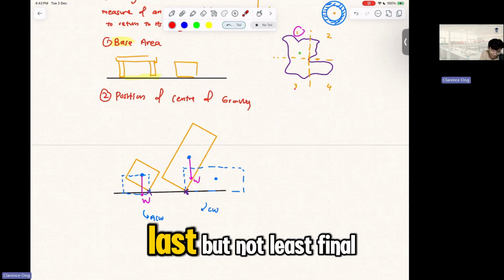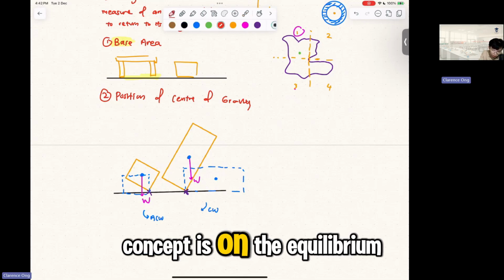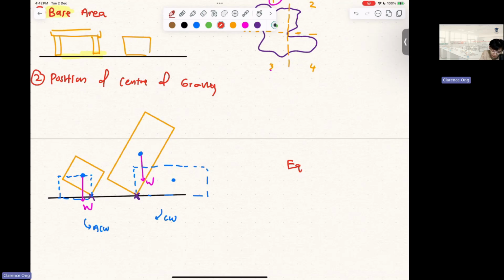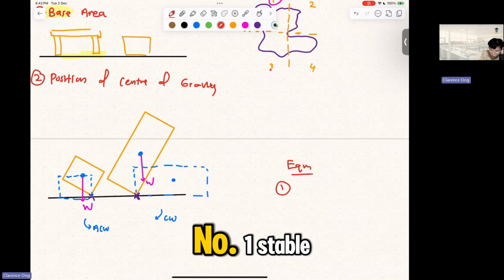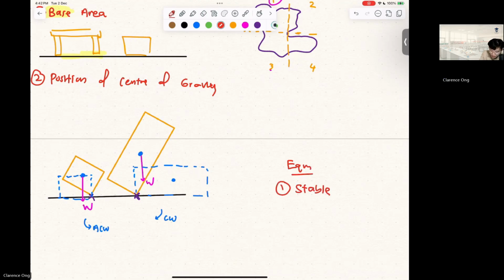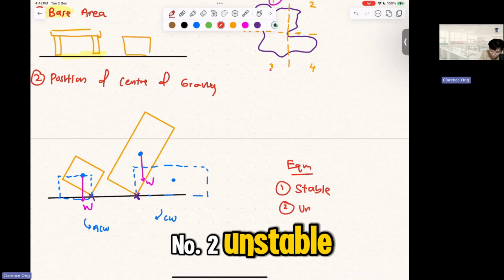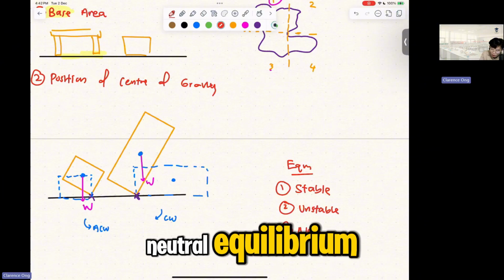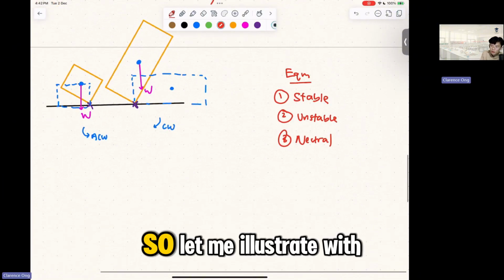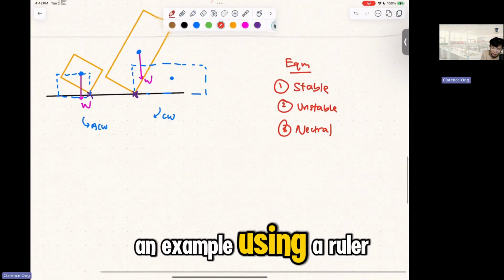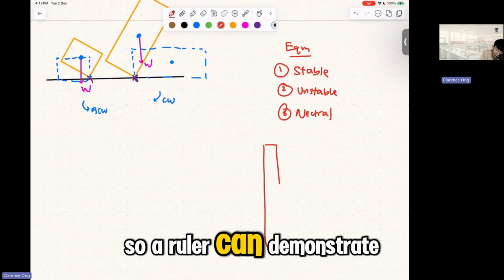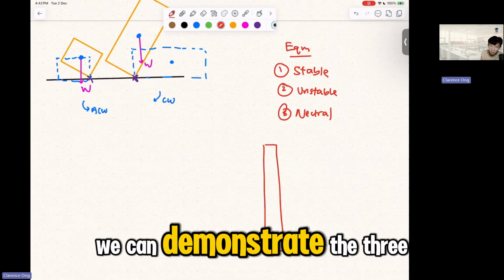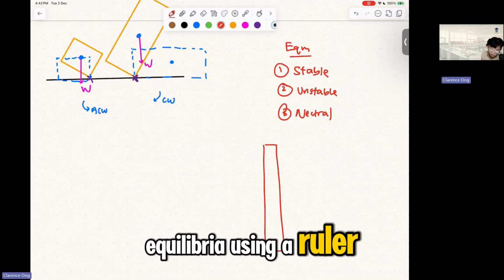Alright, last but not least, the final concept is on the equilibrium. There's three types of equilibrium. Number one, stable. Number two, unstable. And number three is the neutral equilibrium. So let me illustrate with an example using a ruler. We can demonstrate the three equilibriums using a ruler.